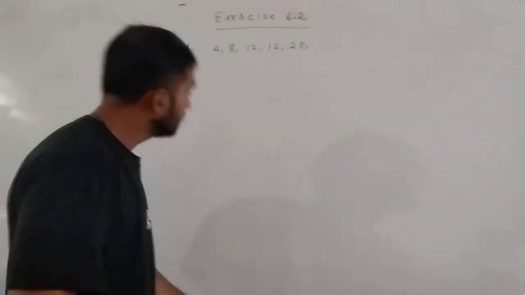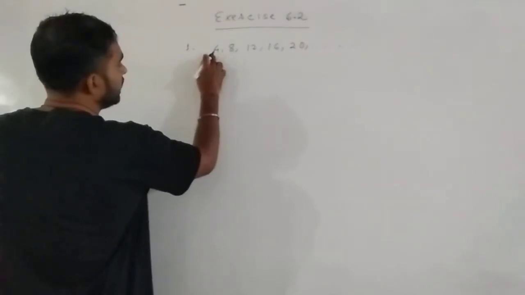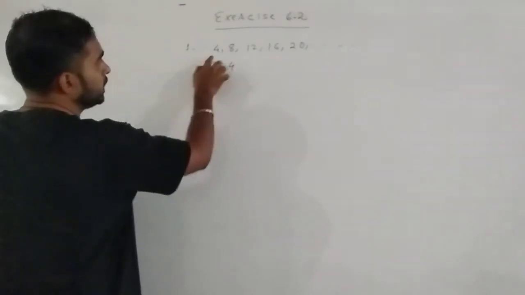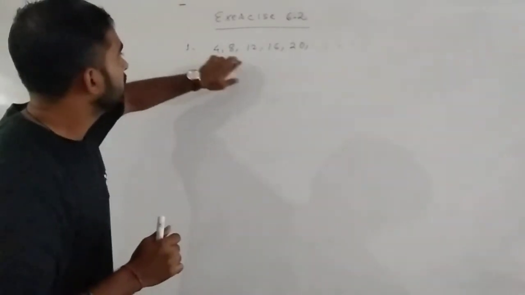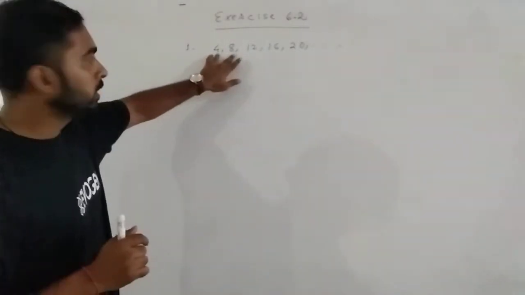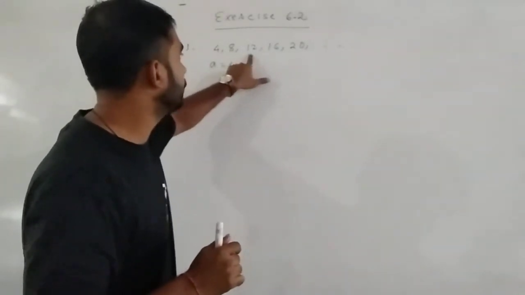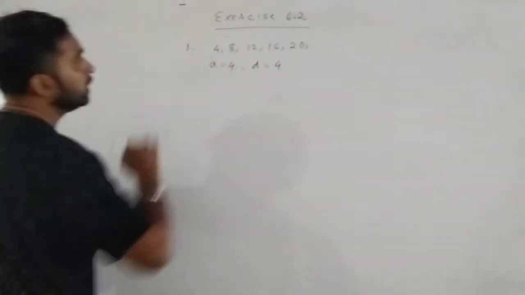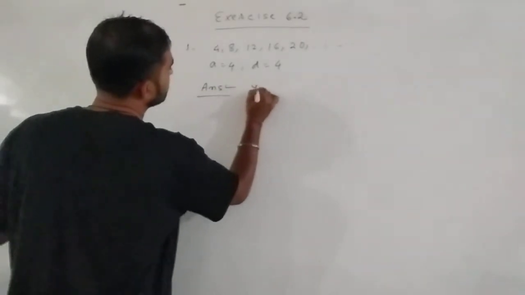Now here the first term is A equal to 4, the second term is 8. See the difference in each consecutive term. In each consecutive pair the difference is 4: 8 minus 4, 4; 12 minus 8, 4; 16 minus 12, 4; 20 minus 16, 4. So here the common difference D is the same in all consecutive terms. That's why the answer is yes.